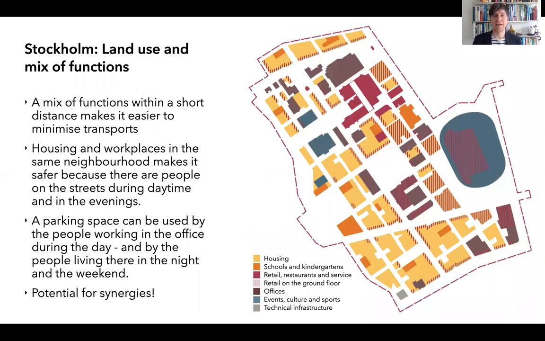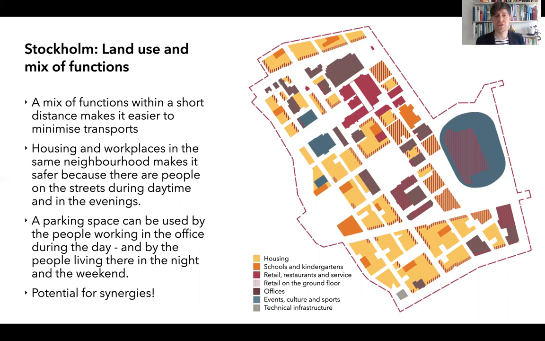This map is from a project I was working on in Stockholm, showing the land use and the mix of functions. So if you look at the map, you can see that yellow represents housing in this case. Orange represents the schools and the kindergartens. In purple, you find retail, restaurants and service. In brown, it's the offices. And blue, you find events, culture, and sports.